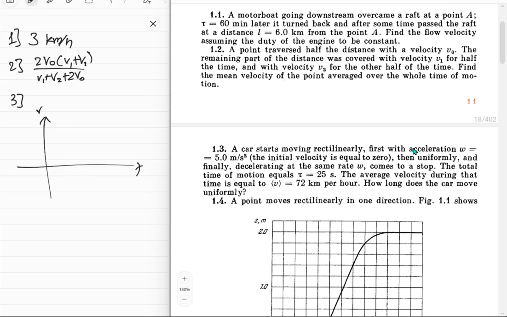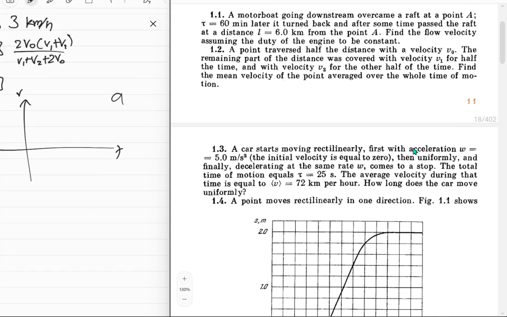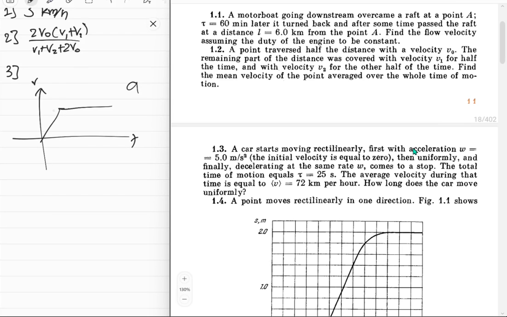So first it goes with acceleration, call it A. The acceleration goes like this. Then it reaches some velocity, call it V naught, and it goes down with the same negative of that acceleration. So it goes like this. And what do we want? Then uniformly, and the total time of the motion is 25. So this complete thing is just 25. That's what we are saying. The average velocity during that is equal to this. Oh, so you already gave us the velocity.